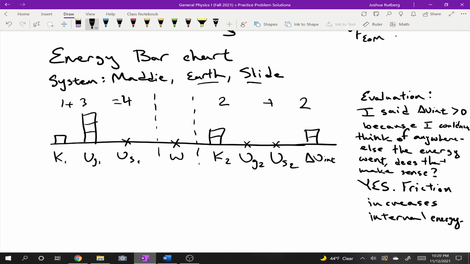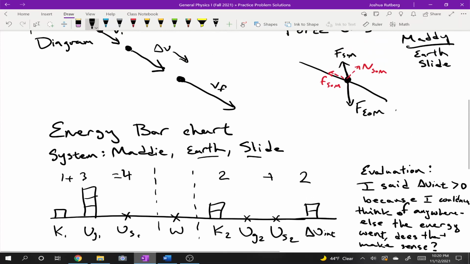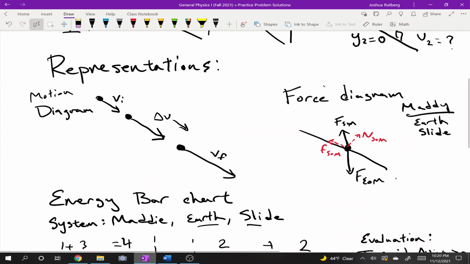Notice that as I'm going, I'm evaluating whether the things that I'm writing make sense to me. I found mathematically that there should be an increase in internal energy, but then I had to check, does that make sense in terms of the physics? Does it make sense that the internal energy would be increasing? And if there's friction, then yeah, it should be.